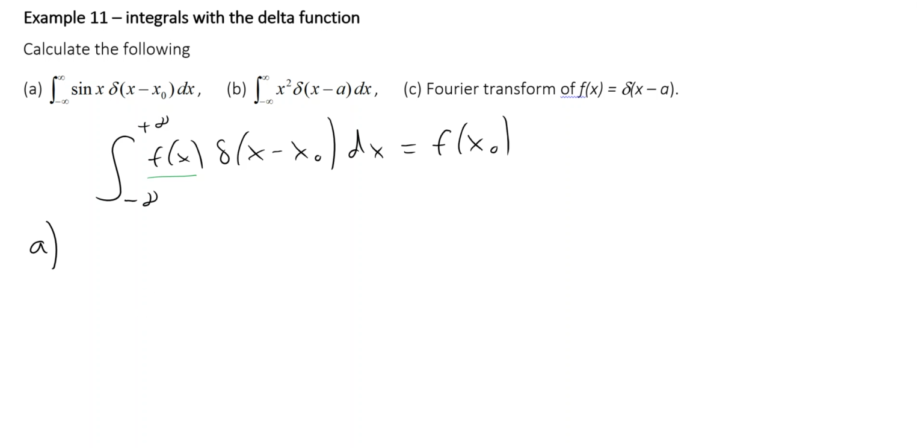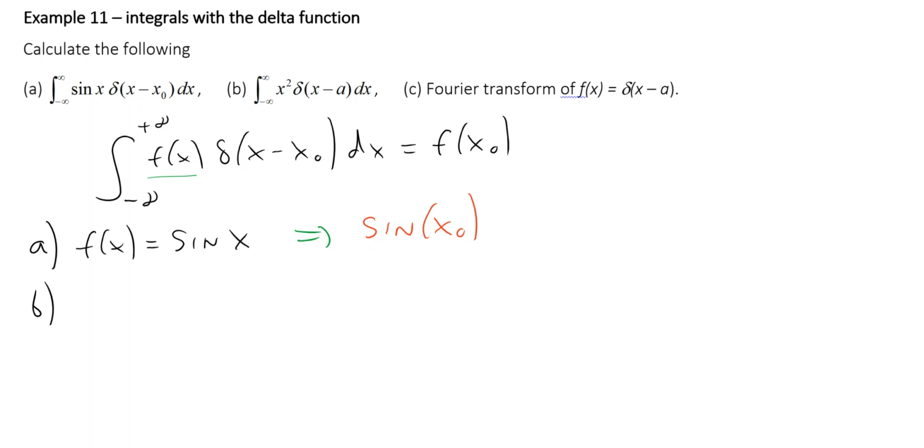In A, we've got that f of x is equal to sine x, and so the result is that the integral will just be f of x, so sine x, evaluated where the delta function is non-zero, and that's x0. So the first result is sine x0.